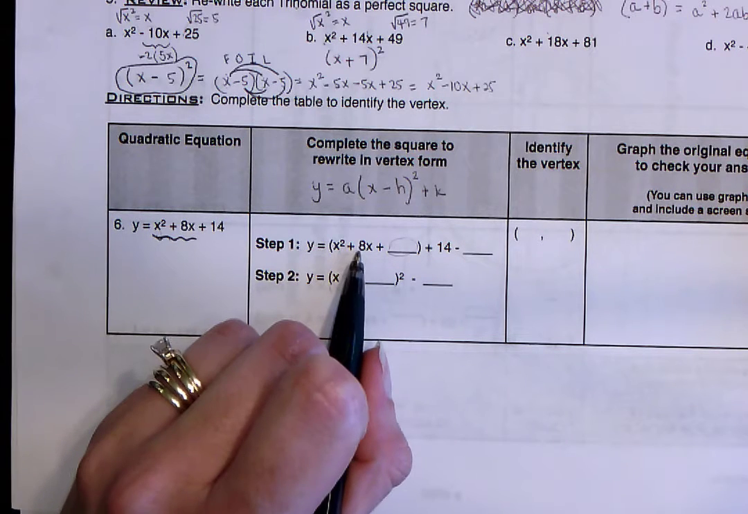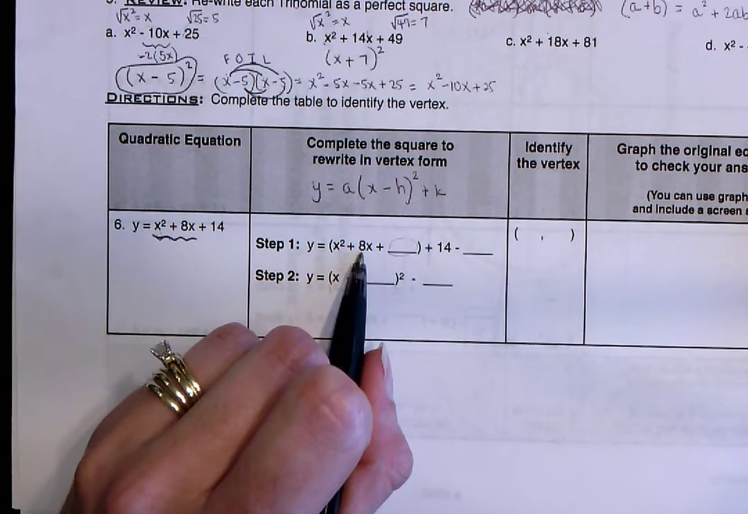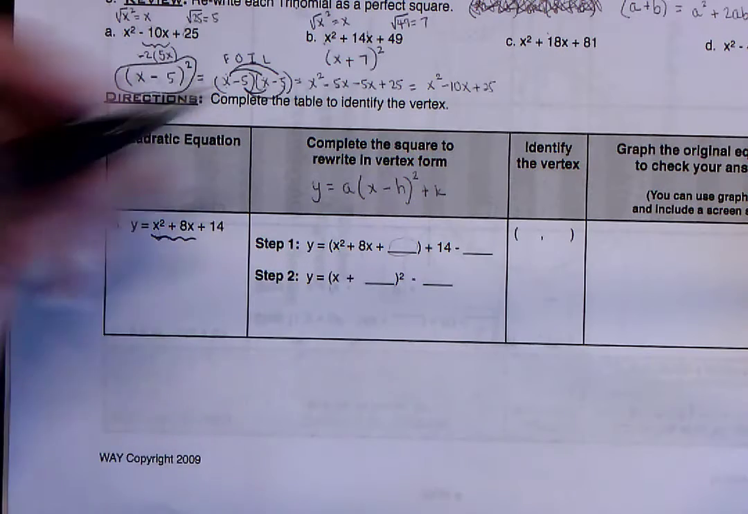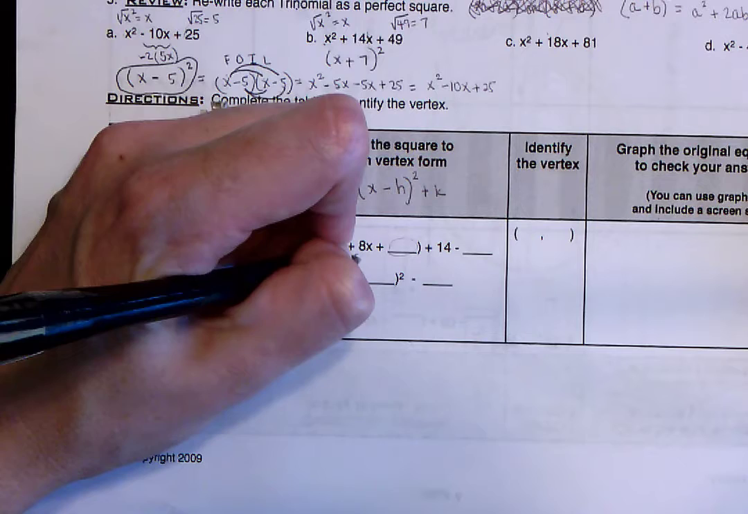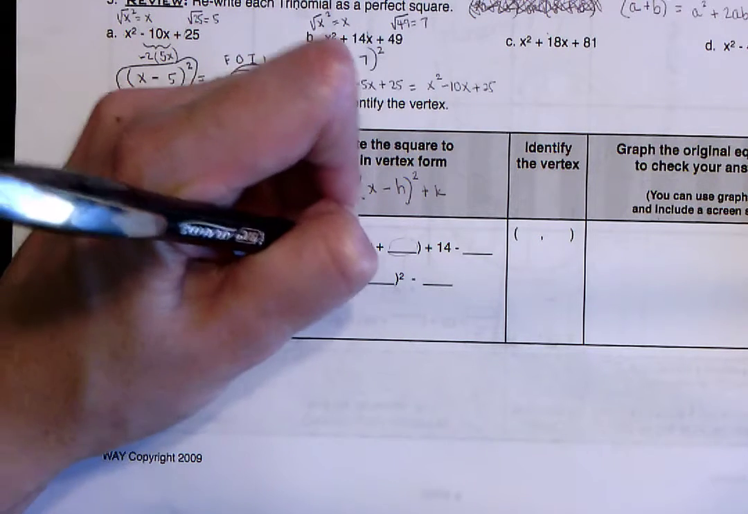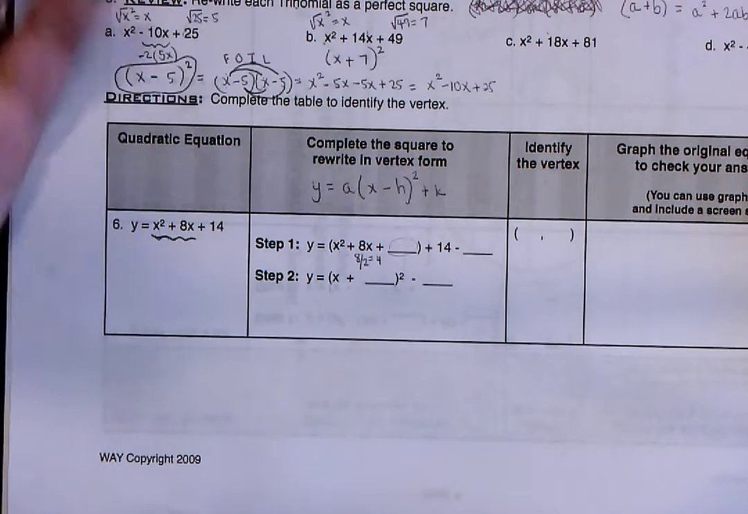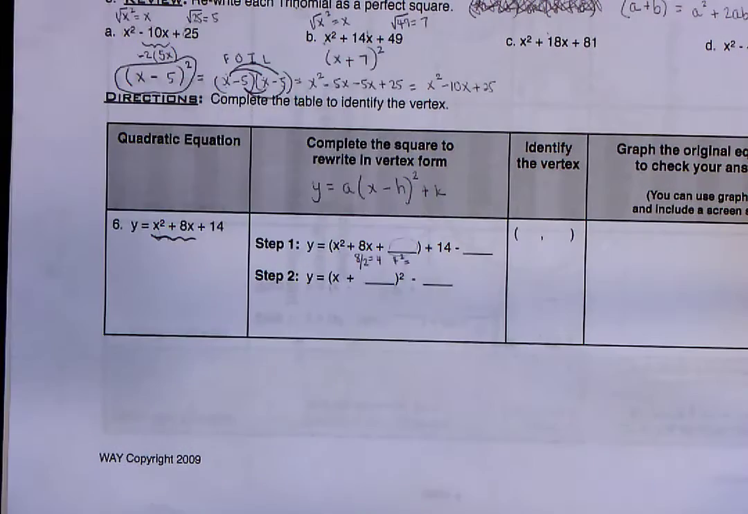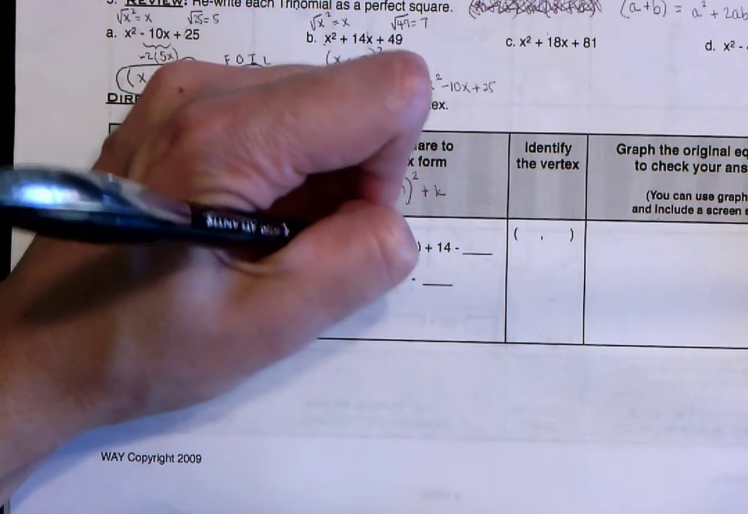You look at the middle number, which is 8 in this case. You take half of that value, so 8 divided by 2, and that's 4. Then you square that number. 4 squared, 4 times 4, is 16.